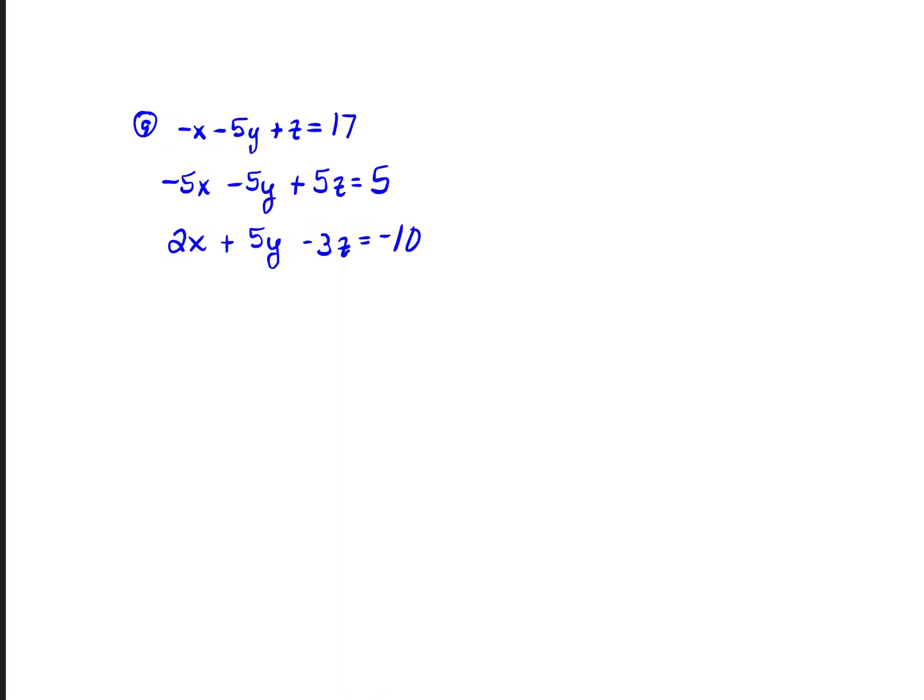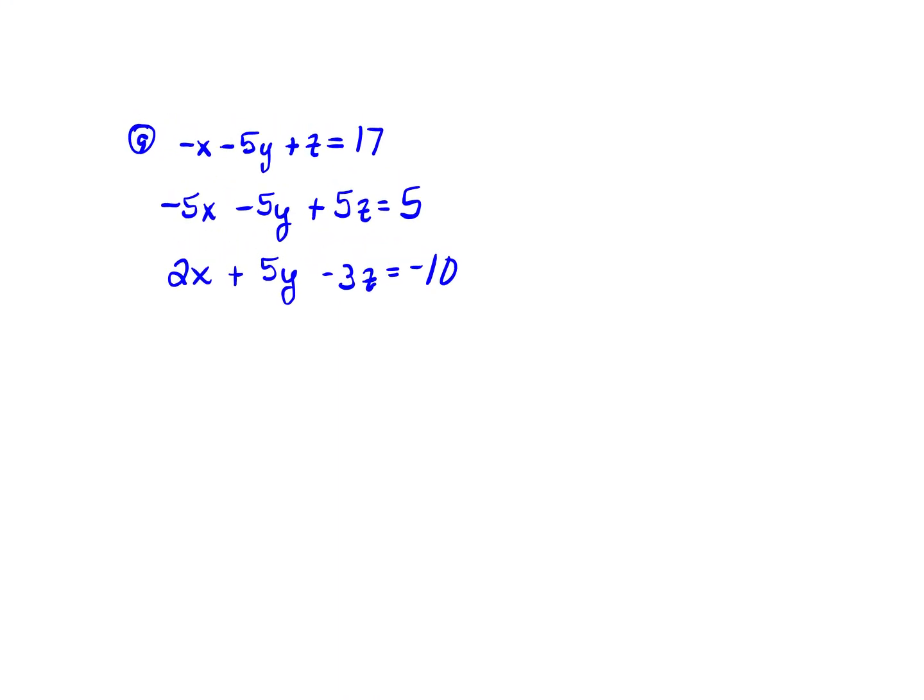You're given negative 5x minus 5y plus z is equal to 17. Negative 5x minus 5y plus 5z is equal to 5. And 2x plus 5y minus 3z is equal to negative 10. When I start this, I'm going to look at my y's. My y's all have 5s in front of them. If I look at the ones that are opposites, I can start with these two and then end with these two.